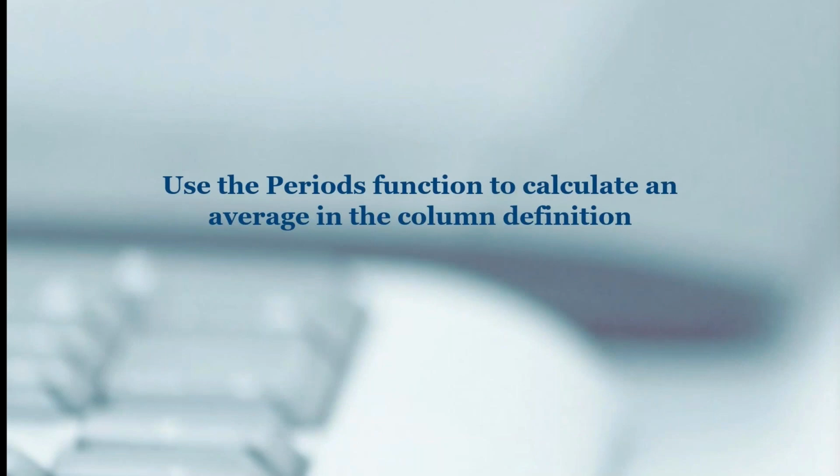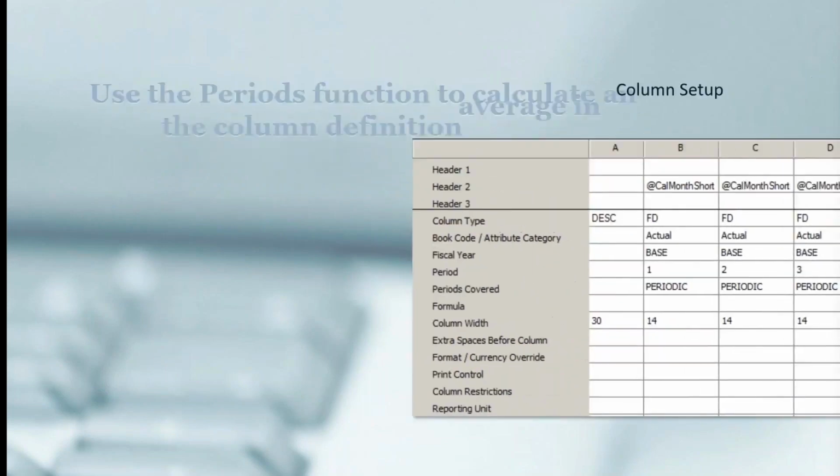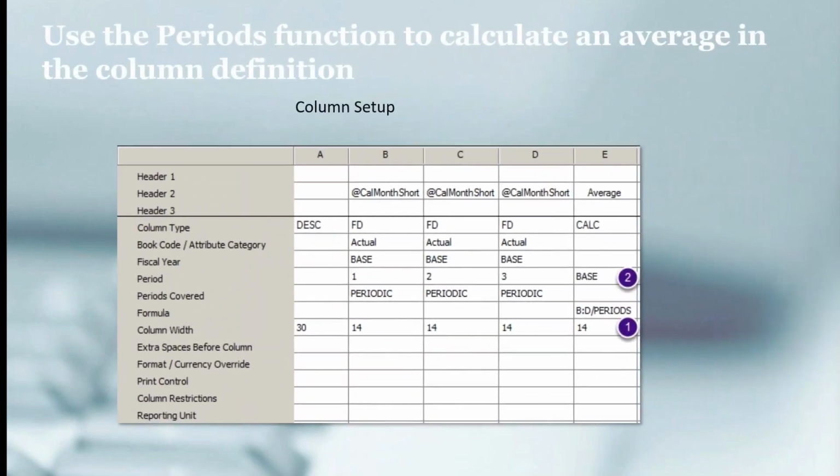The periods function allows you to use a dynamic parameter in your calculations. The parameter value is filled in by using the base code in the period cell of the calc column. This gets populated by the report date run at generation. This base code in the period cell works the same way it does in a typical FD column.